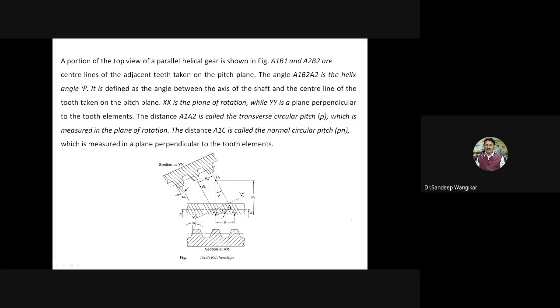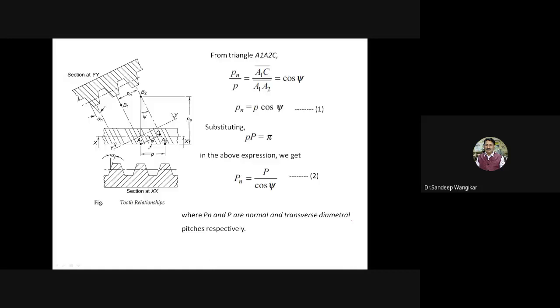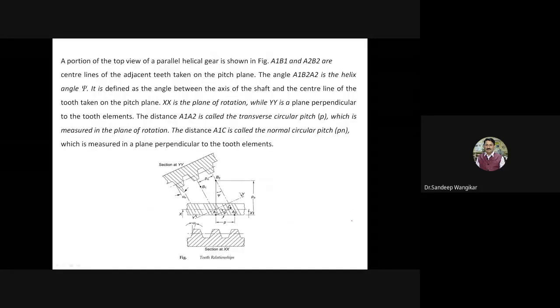And now I request you to draw the diagram also. So I will explain here, and in the next page a broader view is there. At that time I will give you time for drawing it. A portion of the top view of a parallel helical gear is shown in the figure.